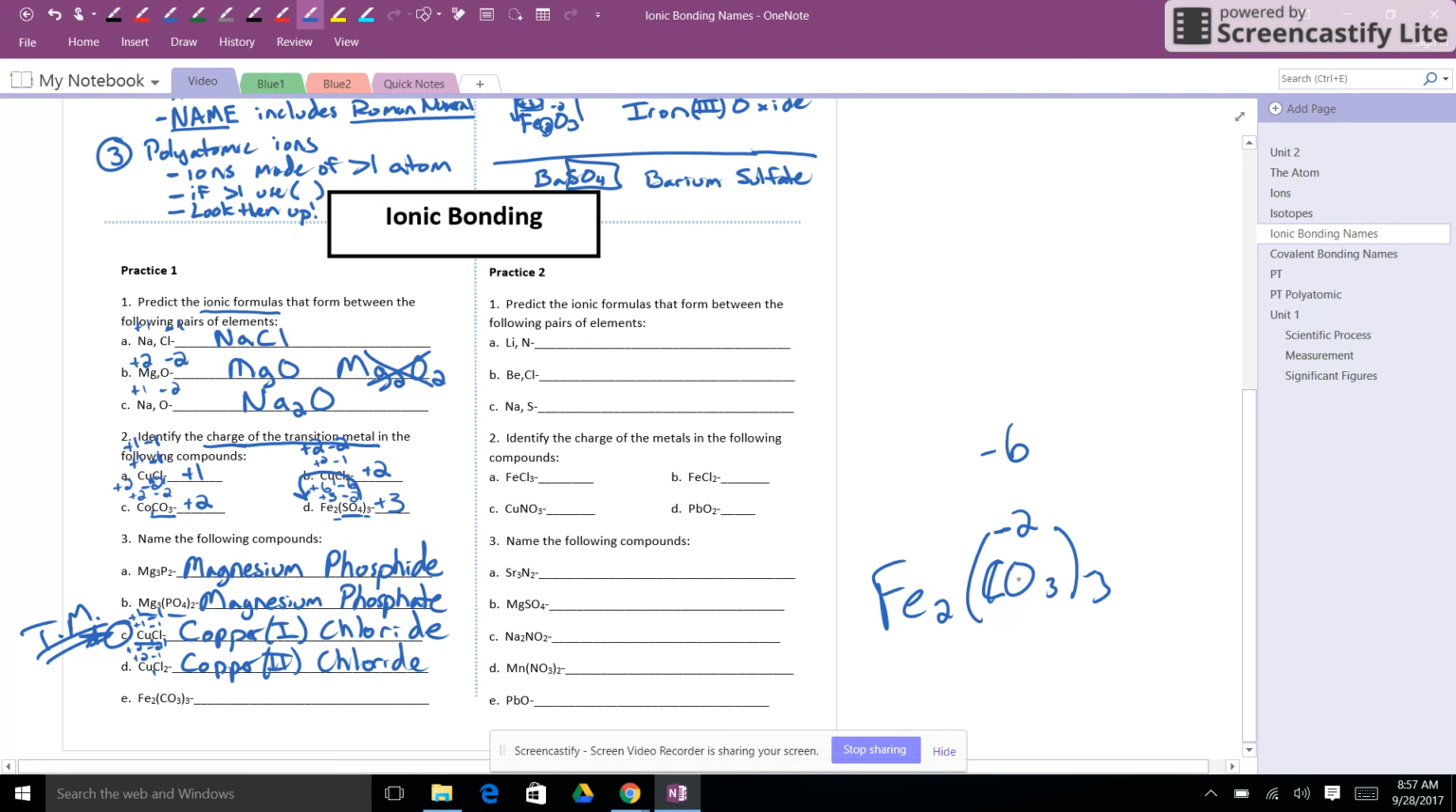This means that each of these polyatomic ions is gaining 2 electrons, so 3 of them would be gaining 6 electrons total. Now if 6 electrons are being gained, 6 electrons must be lost. So let's write the positive charge over here. Now, since there are 2 iron atoms in this compound, 6 divided by 2 would be each one is losing 3 electrons. So now this is my charge of each iron atom.